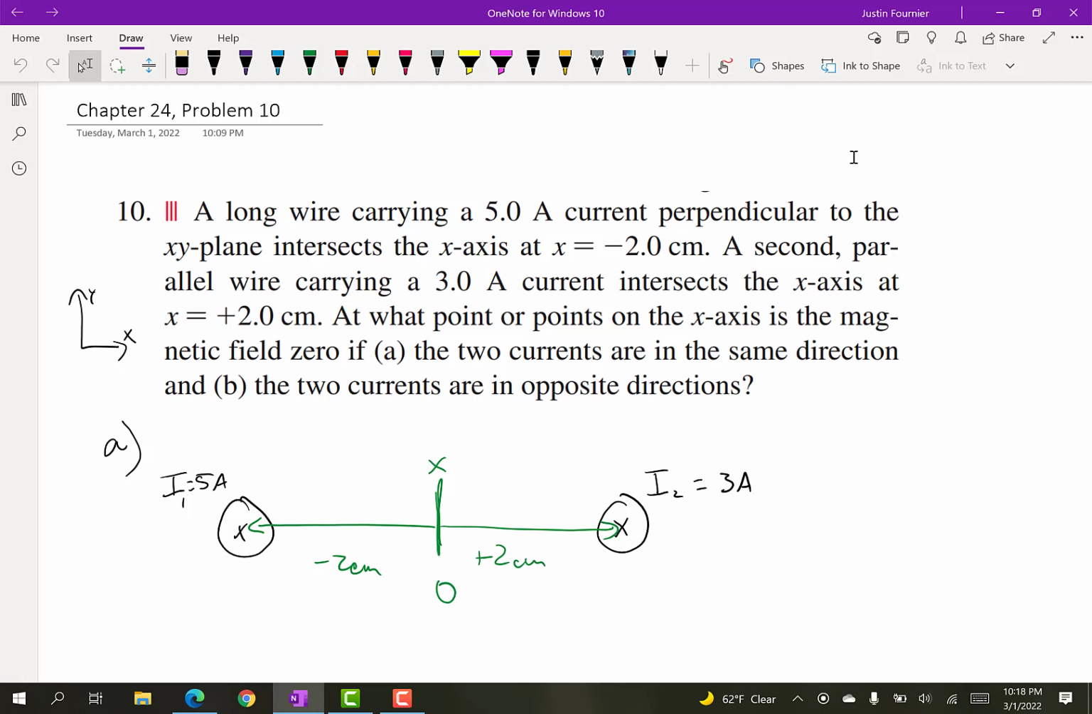Hi everybody, so this question was asked to do for a video solution. So this is chapter 24, problem 10. Alright, so let's try this out.